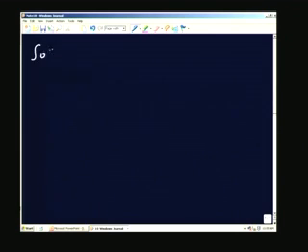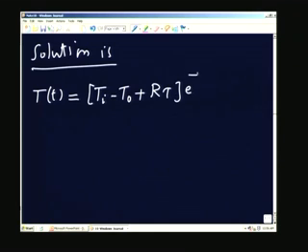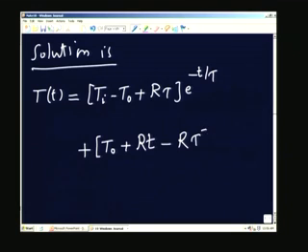So, the solution turns out to be, I will simplify it to this particular form: T of t is equal to T i minus T naught plus R tau, e to the power of minus t by tau. This is the first part, plus T naught plus R t minus R tau. This is the second part.